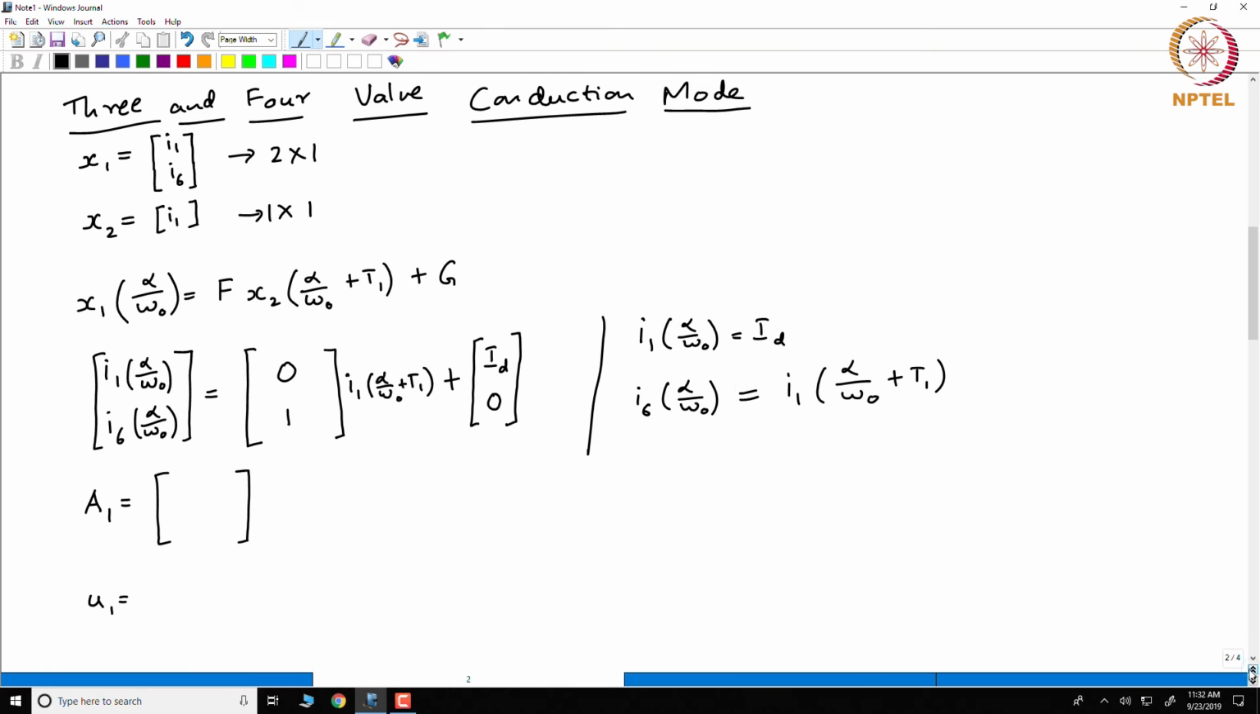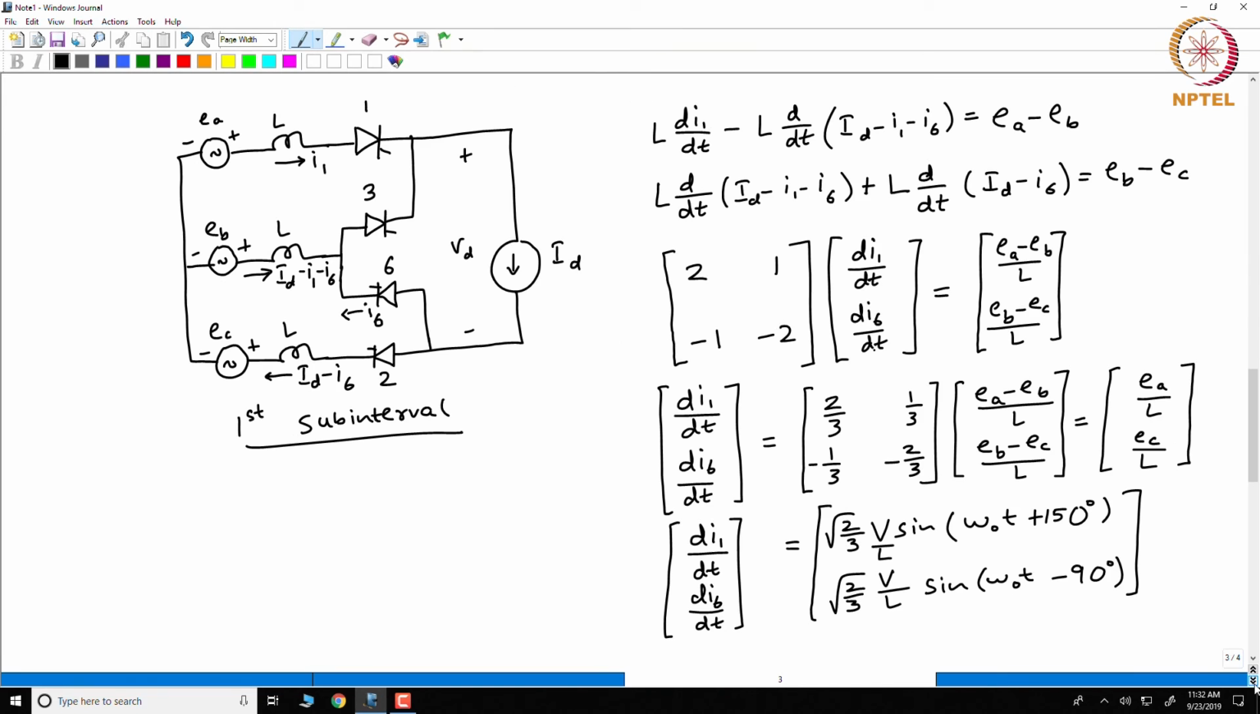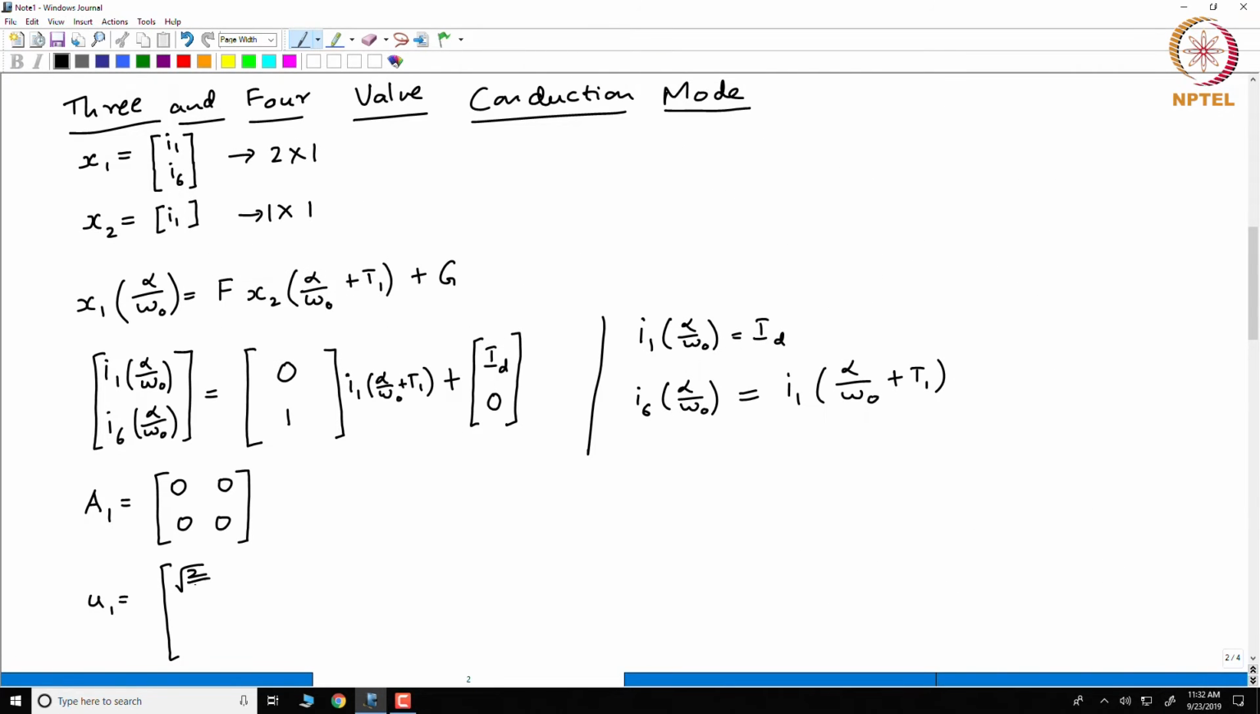What is A1? Okay, let us go back to the view. What is A1? It's a zero matrix. It is 0 0 0 0. And U1 is what is there on the right hand side of the equation that we derived. So it is root 2 by 3 V by L sine omega ot plus 150 degrees, root 2 by 3 V by L sine omega ot minus 90 degrees. So this is U1.